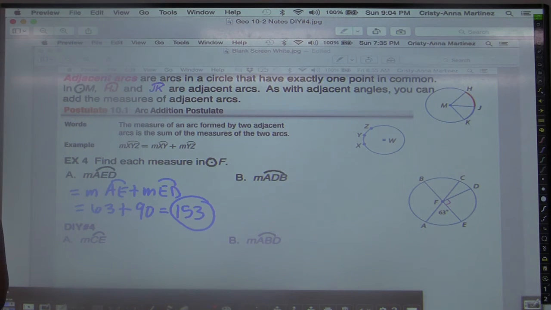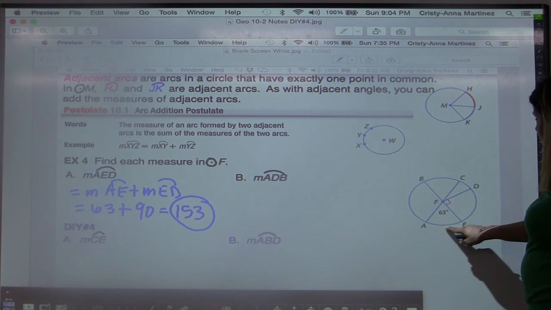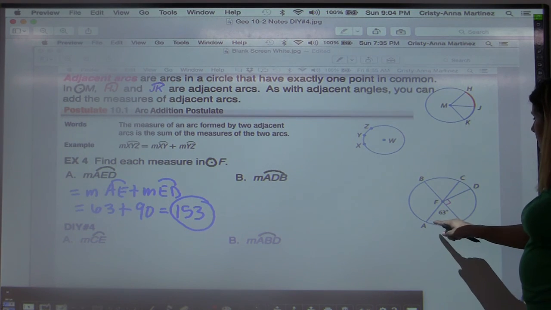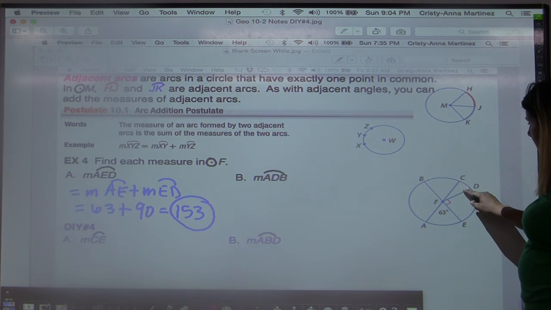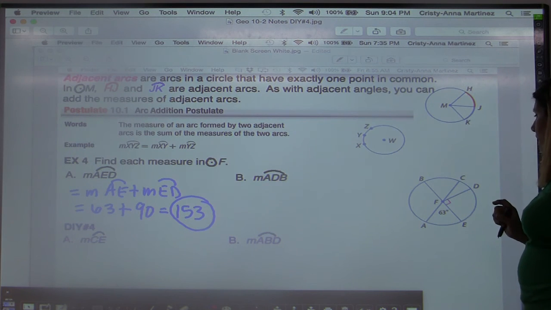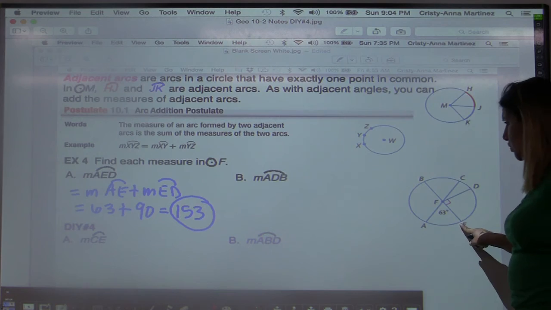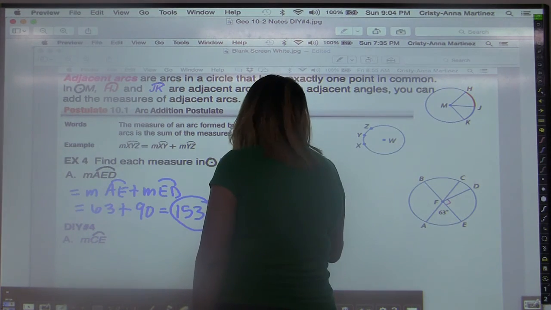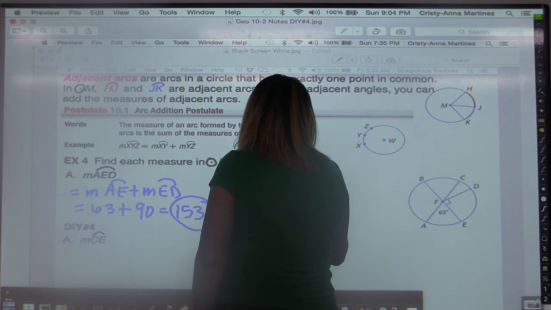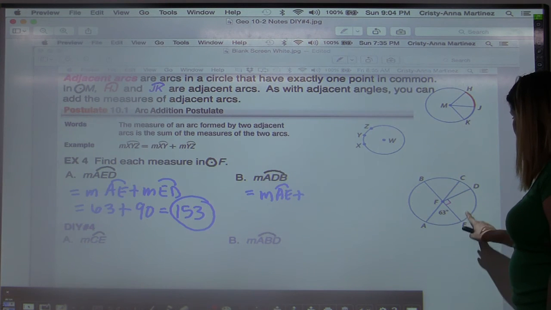All right, and so then we're going to go to part B, which is ADB. There's a lot of ways that when you go from A to D to B, you can take all the pieces, this piece, that piece, that piece, that piece, and then add them all together to equal the whole. But since we don't know a lot of these pieces, there's a couple of different ways that you can break it up. I think the easiest way to do this is to recognize that from A to E, we know that's 63. So this is equal to the arc AE again. And instead of breaking up all these three pieces, we can recognize that these three pieces are a semicircle.